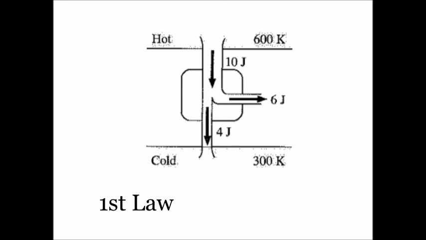It looks kind of the same. It's another totally different heat engine. This time 10 joules go in, 6 joules come out as useful work, 4 joules go into the cold reservoir. The first law of thermodynamics is happy. Energy is conserved. 10 joules in, 10 joules out.